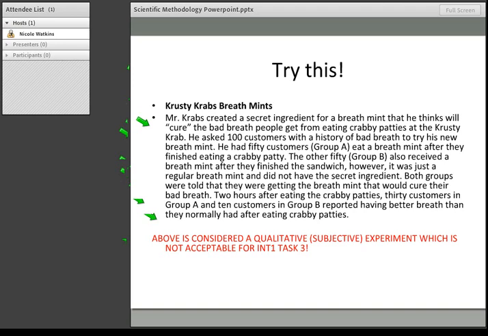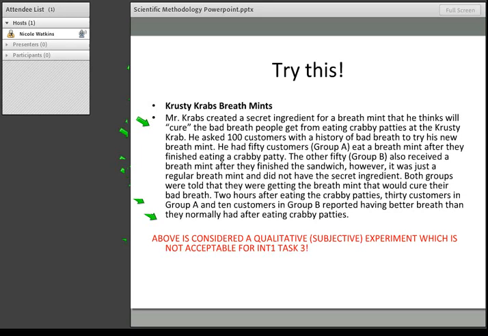So now, which people are in the control group? If you answered group B, you are correct because nothing was happening to group B in this example. Group B is the comparison. That is what Mr. Krabs is going to use as a comparison. So that would be our control group. A control group and control variables are two different things.